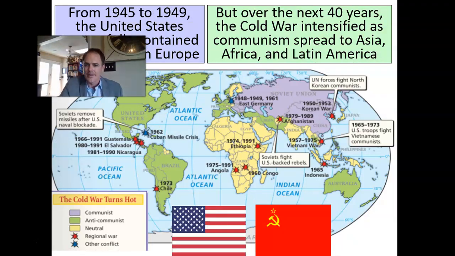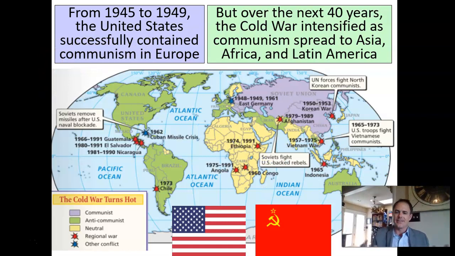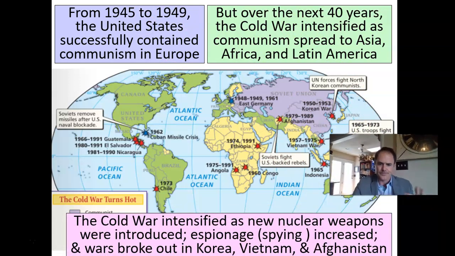All right. So that's the early part of the Cold War, this period of 1945 to 1949, where the U.S. wants to contain communism in Europe, and the Soviet Union wants to create a buffer area of friendly nations. But it doesn't end there. The Cold War eventually spreads and intensifies as communism spreads to Asia, Africa, and Latin America. That's where we'll return in the next couple of lessons, but that's enough for today. We'll get to some spying in the future, Korean War, Vietnam War, Afghanistan War. All that's in the next couple of lessons.